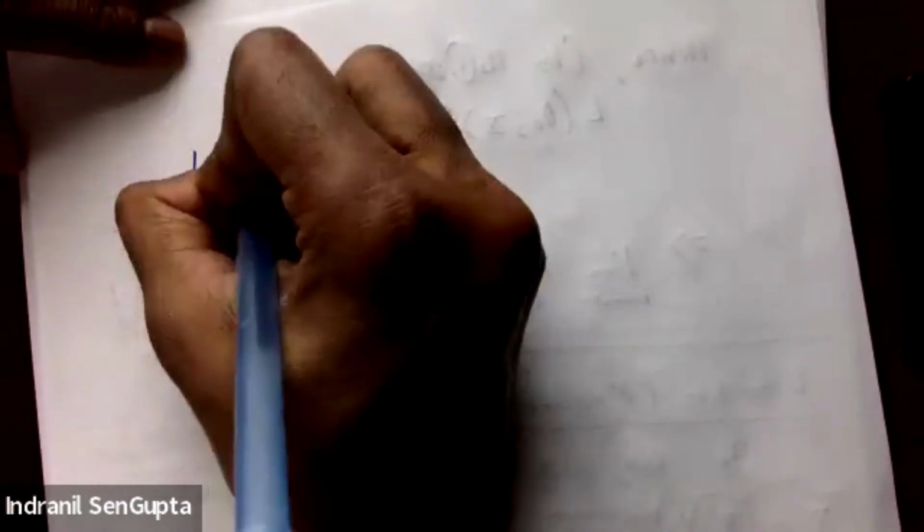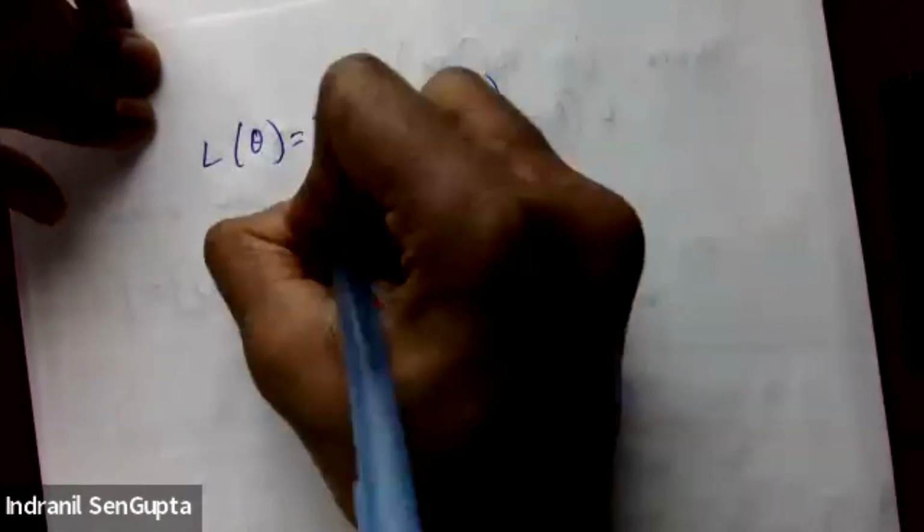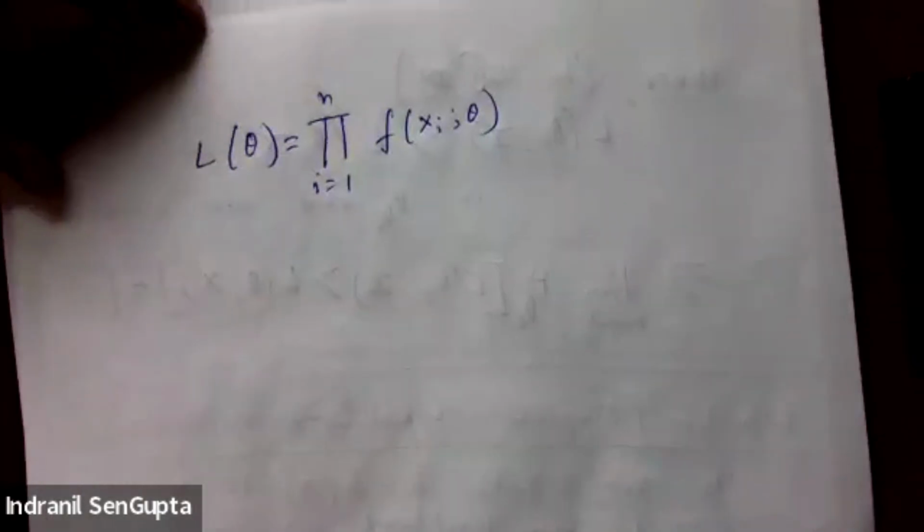Let's take the likelihood function. Let's check the likelihood function. So L of theta, I'm dropping the x's. So what is L of theta? It's a product of f of xi given theta, i from 1 to n, right?